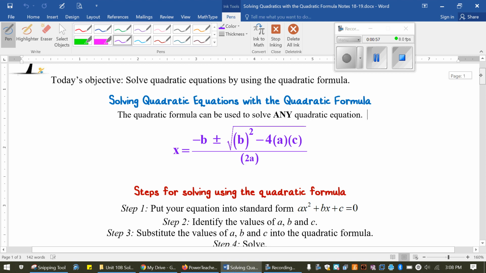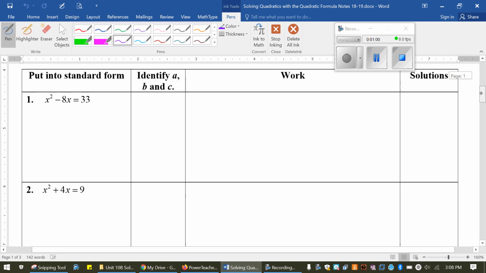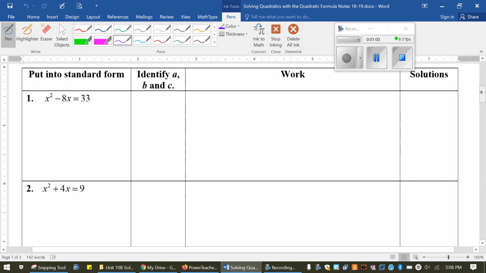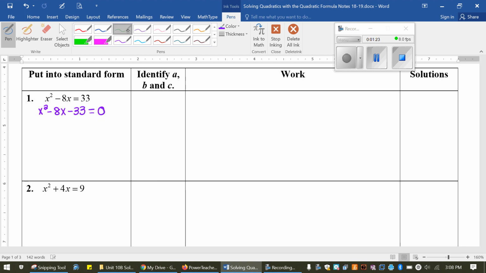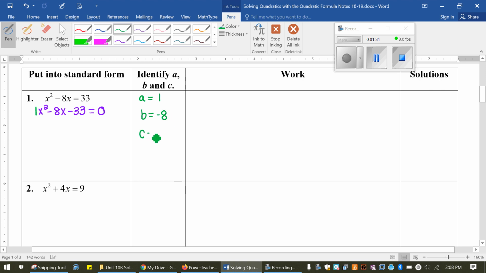All right, so we're just going to jump down to example 1, and we're going to look at the equation that's given. We're going to put it into standard form, identify a, b, and c, and then apply that quadratic formula. What we need to do first is subtract 33 from both sides, move it over to the left, so that we are in standard form. And now our value of a is 1, our value of b is negative 8, and our value of c is negative 33. We're going to use those now in the quadratic formula.